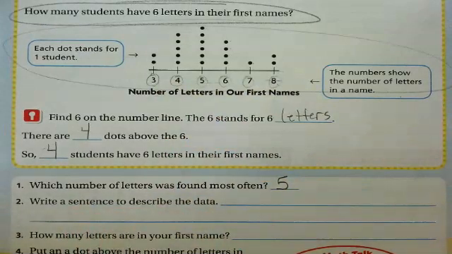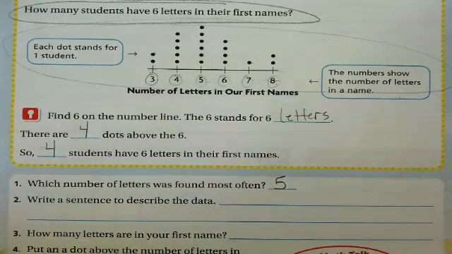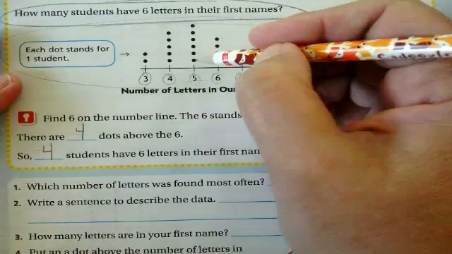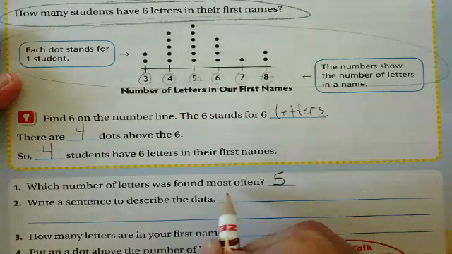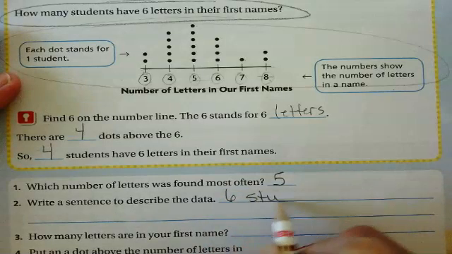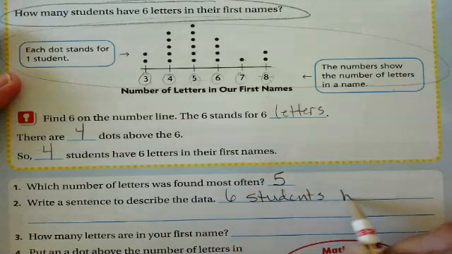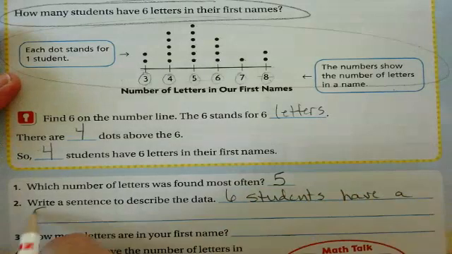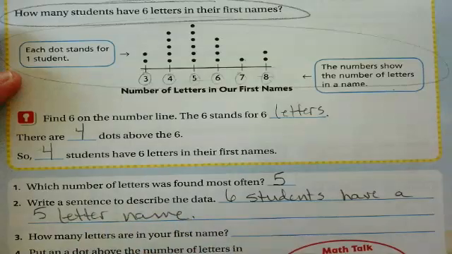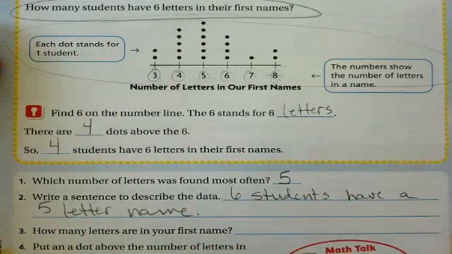Write a sentence to describe the data. Well, okay. How are we going to write this in a sentence? 5 children, or let's see, 1, 2, 3, 4, 5, 6 children, we'll say students, have a 5-letter name. We wrote a sentence.